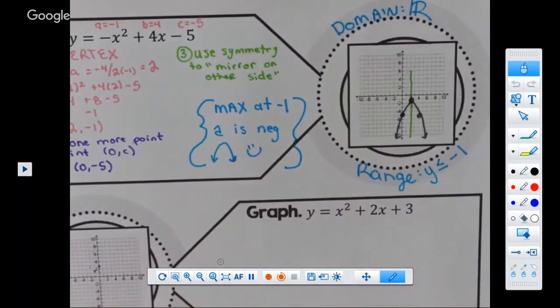Okay, if my parabola opened up for some reason, what does that tell me? Something went wrong, right? I need to go check. Either my vertex is wrong or my y-intercept was wrong. So just double check your A and make sure it makes sense.